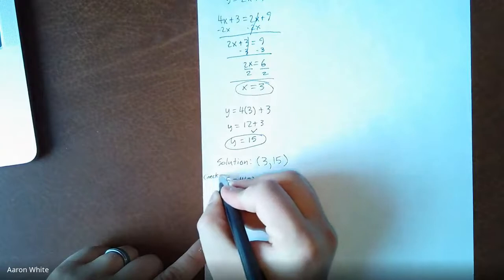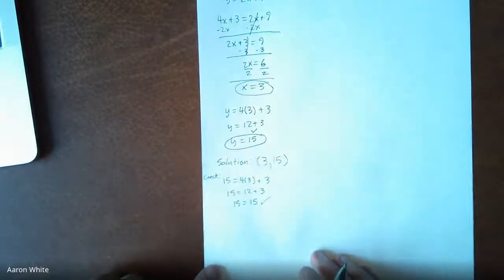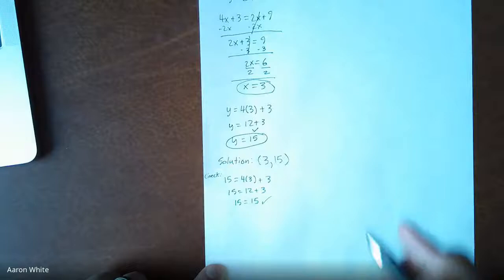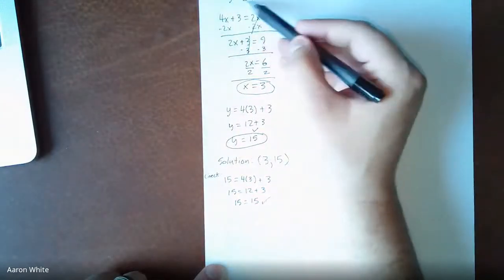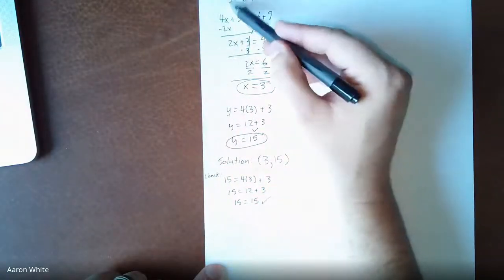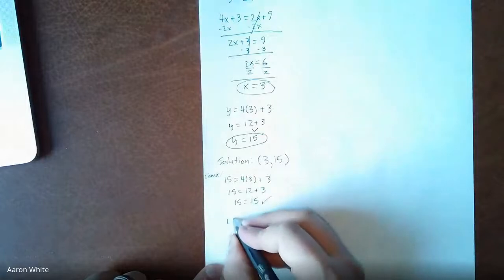I'm going to go ahead and write "check" over here. So I'm leaving a note to myself. This is where I'm checking my work. And then we'll do the same thing with the other equation. So we go back and we're going to say y equals 2x plus 9. Instead of y, we're going to plug in 15.